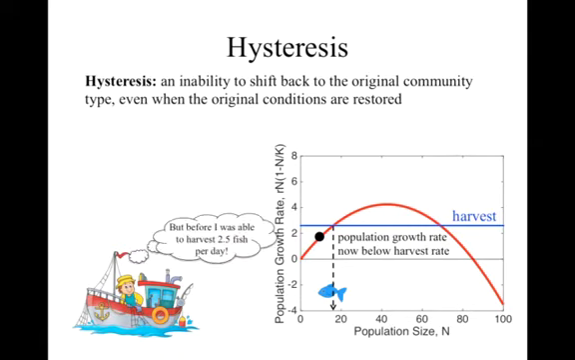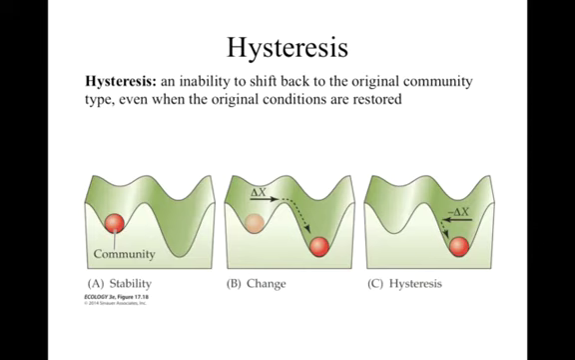And that's because now the population is so low that it's not replacing fish at the rate that he's harvesting at. And so the fish population will drop. And so now he says, oh, but I was able to harvest 2.5 fish before. Why can't I anymore? And it's because of hysteresis.